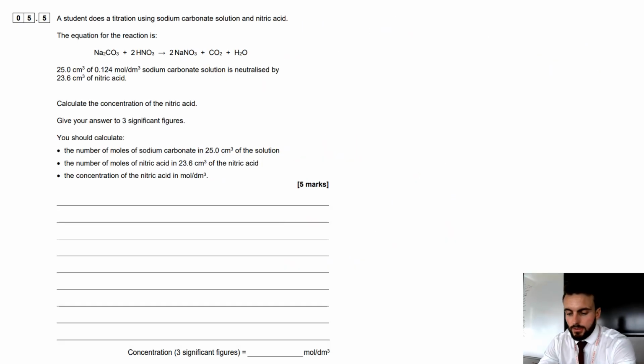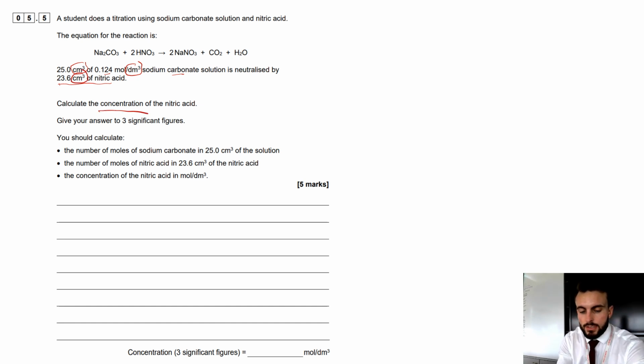So this question looks harder than it is. A student does a titration of sodium carbonate solution with nitric acid. The equation for the reaction is as follows. So we've got 25 centimeters cubed of 0.124 moles per decimeter cubed sodium carbonate, neutralized by this much nitric acid. The first thing I've noticed straight away is the unit for the volumes is not the same, which is going to become relevant in a minute.